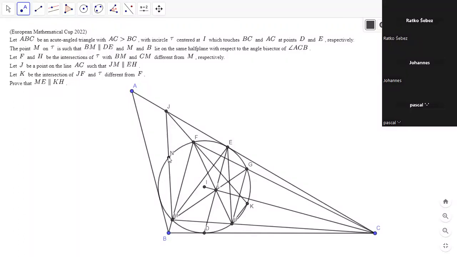So yeah, I just have to figure out how do we use that J lies on AC. That seems like an important part of the problem, because that's how K is defined. So we need to use that J lies on AC.